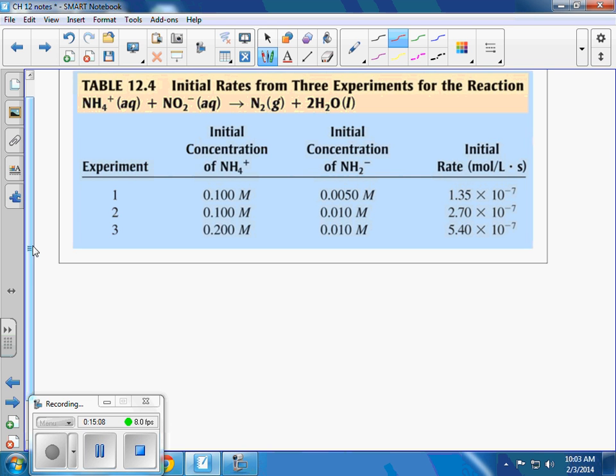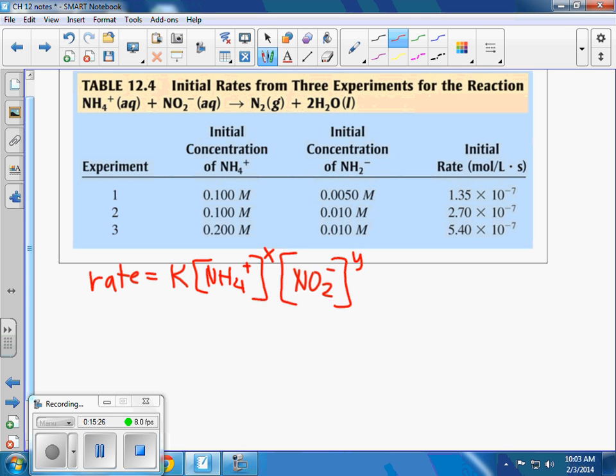So I would say that my rate law is equal to some constant K times each of the reactants' concentrations raised to some power, I don't know what it is, okay? So I need to figure out what X and Y are. So I am labeling NH4 as X, so I'm going to put that up here.